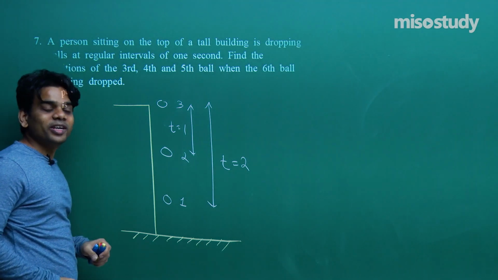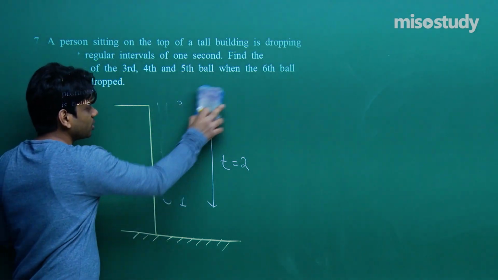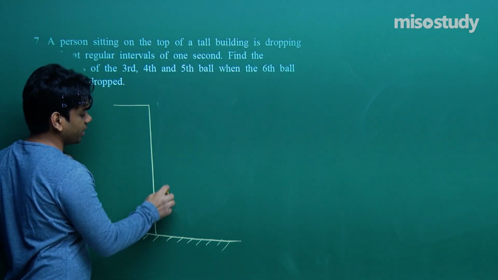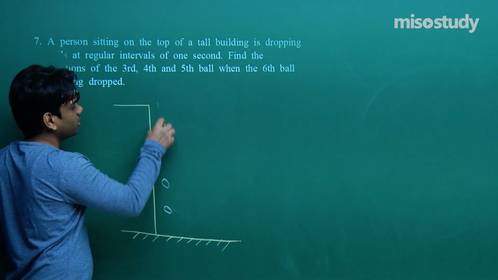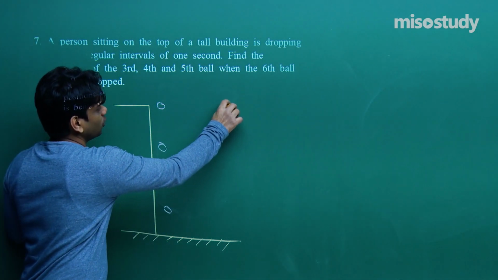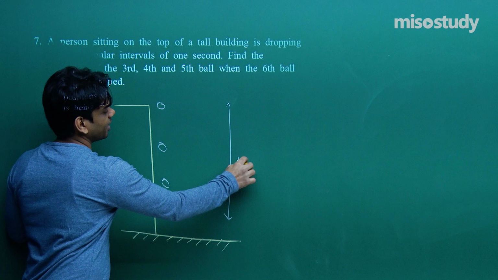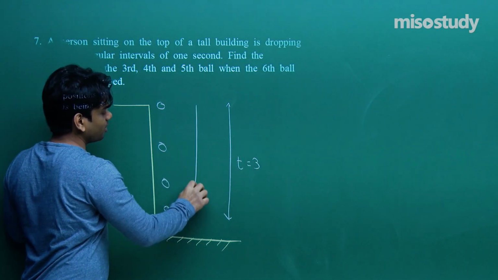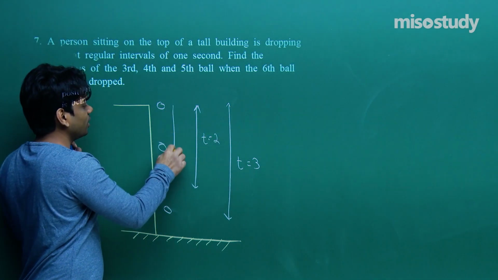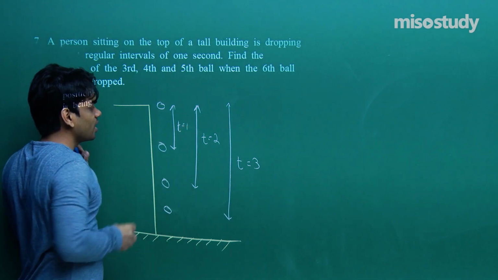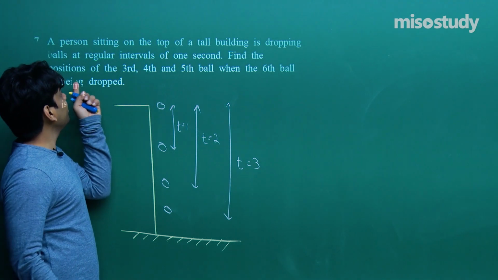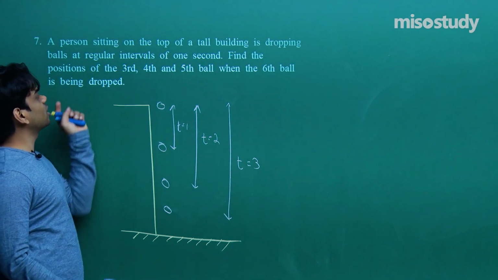Let's talk about when he drops the fourth ball. I'm going to rub this diagram. When he drops the fourth ball, the first ball would be somewhere here. This is the second ball, this is the third ball, this is the fourth ball. The first ball would have traveled in total 3 seconds, the second ball 2 seconds, and the third ball only 1 second. Next, he is going to drop the fifth ball and then the sixth ball. So find the positions of the third, fourth and fifth ball when the sixth ball is being dropped.